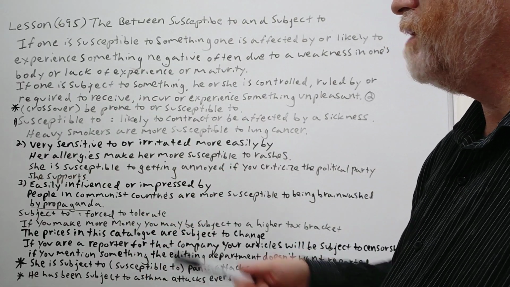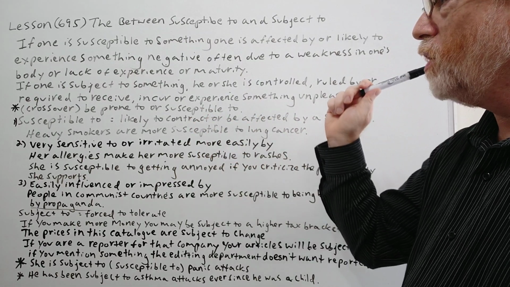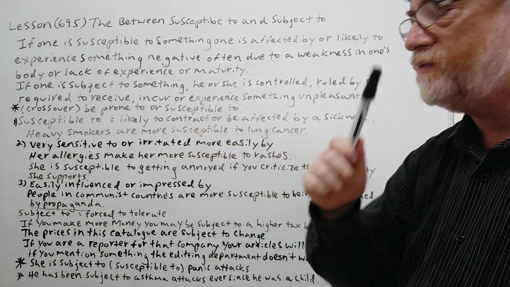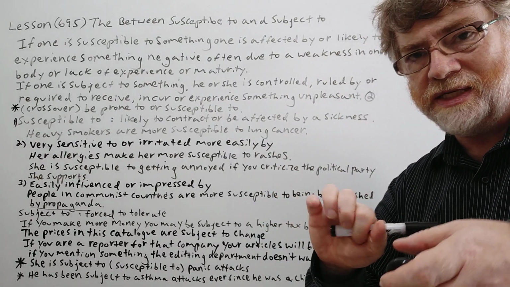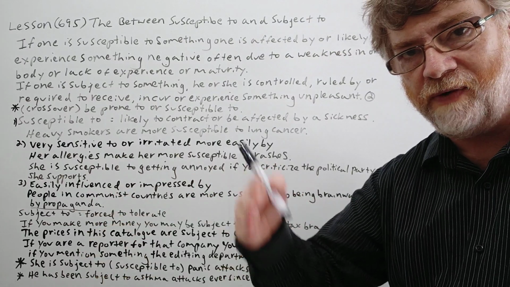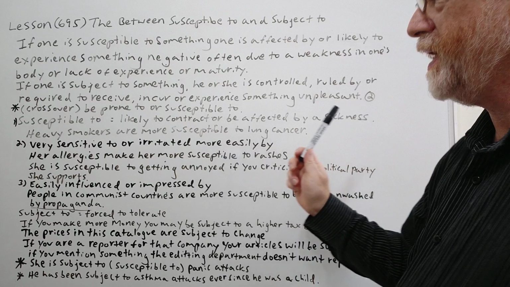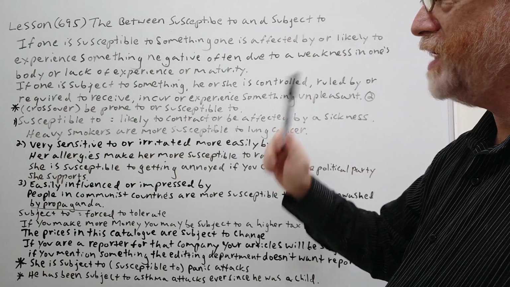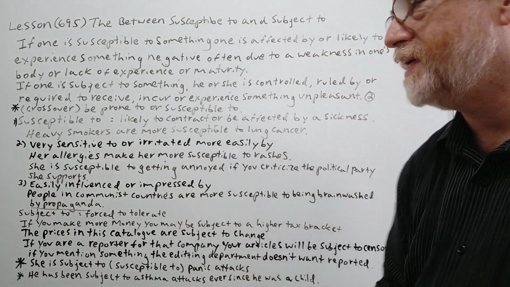If one is subject to something, he or she is controlled or ruled by or required to receive or incur or experience something unpleasant. So here there is a difference, because this one is like somebody else forcing you, making you follow these rules or do these things. Now, the second meaning of subject to is where there could be crossover and where they both could be used at the same time.